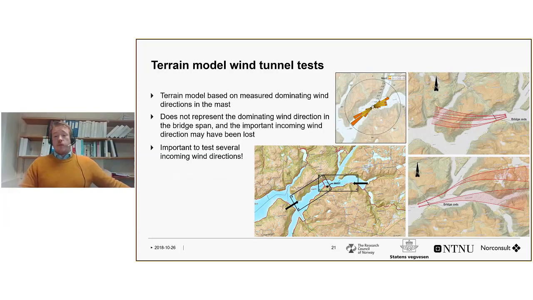There were also terrain model wind tunnel tests performed for the design of the Hardanger Bridge. They modeled two dominating wind flow directions. You can see the map cutouts of the model directions here, and these were based on the measurements from the mast. And looking at our assumed wind flow pattern, this does not correspond very well with what we see along the span, especially for westerly winds.